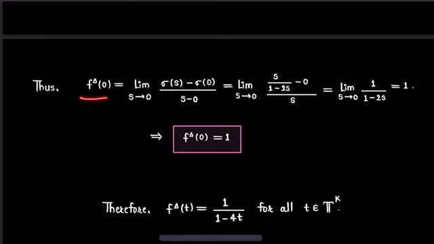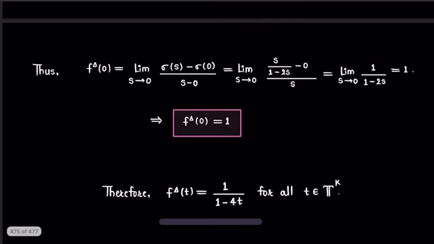So we have f delta of 0 is the limit as s tends to 0 of (sigma s minus sigma 0) divided by (s minus 0). So we have just applied the theorem here. So this equals the limit as s tends to 0, where sigma s will be s divided by 1 minus 2s, sigma of 0 is 0, and this s minus 0 will be s. So this limit is 1. So we have the delta derivative of the function f at 0 is the number 1.